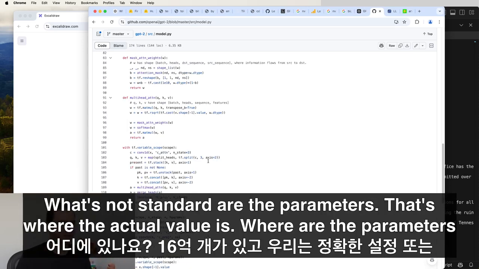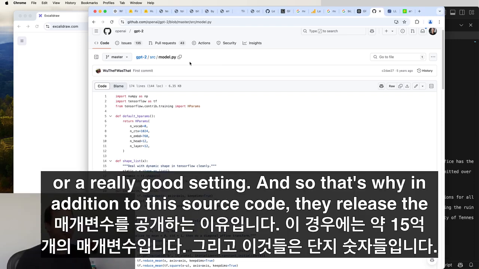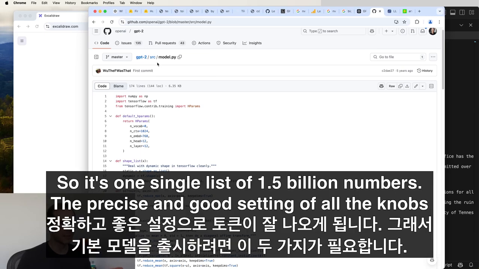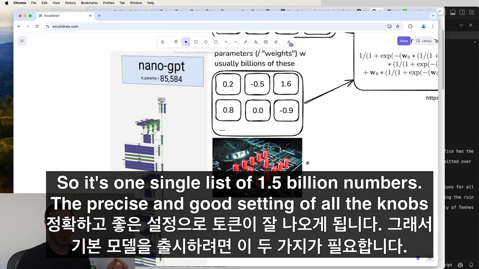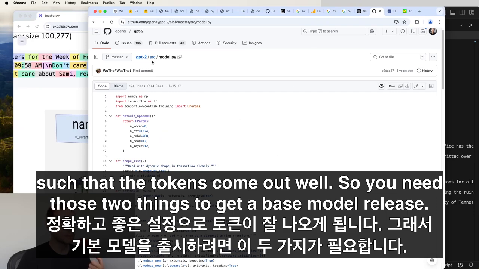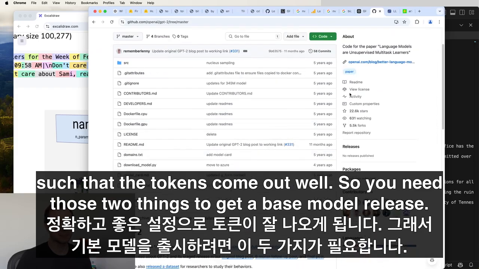What are the parameters of this neural network? Because there's 1.6 billion of them, and we need the correct setting, or a really good setting. That's why, in addition to this source code, they release the parameters, which in this case is roughly 1.5 billion parameters. And these are just numbers. It's one single list of 1.5 billion numbers, the precise and good setting of all the knobs such that the tokens come out well. So you need those two things to get a base model release.